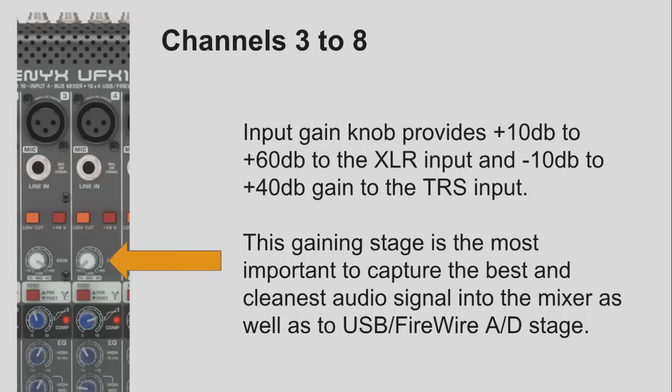Below that, we have our gain knob. The gain knob provides plus 10 dB to plus 60 dB of gain to your XLR input for your microphones, and minus 10 dB to plus 40 dB gain to your line level balanced inputs. As I mentioned earlier, this gain knob is the most important setting in your mixer to make sure that you have enough gain so that it's not too loud and clipping and it's not too low that it has noise in it. And this affects both your mixer as well as your USB Firewire interface into your PC.